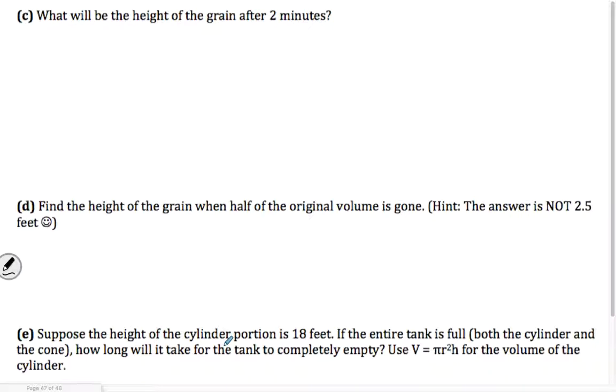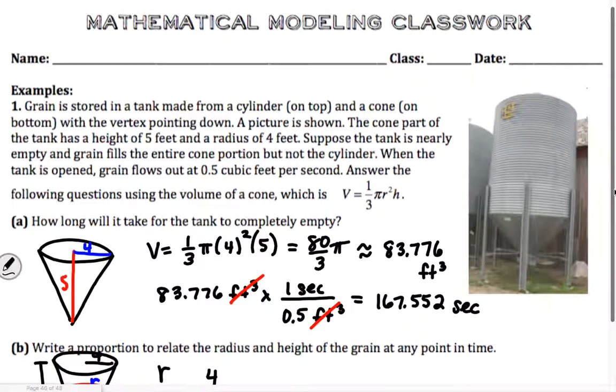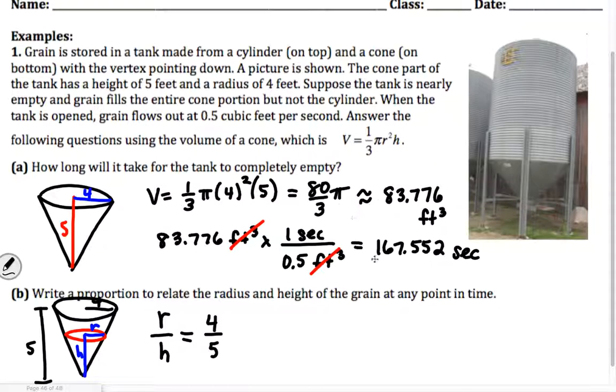Okay, next question. What will be the height of the grain after 2 minutes? After 2 minutes, that's the same as how many seconds? 120 seconds. So what were we saying? Well, it takes 167.552 seconds to drain out completely, so we're somewhere in the middle. So what do we want to do? Anybody have any ideas?